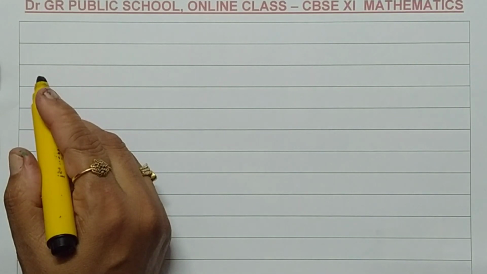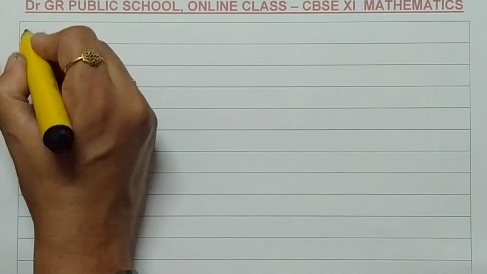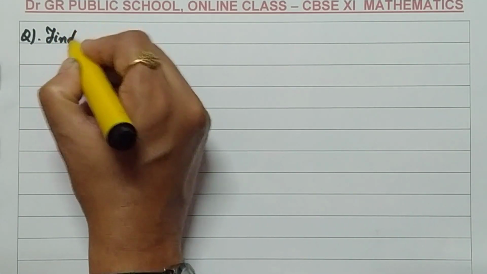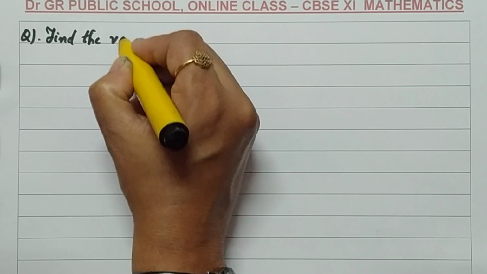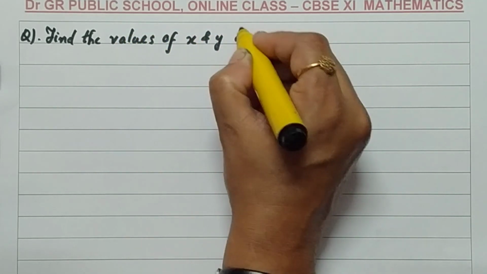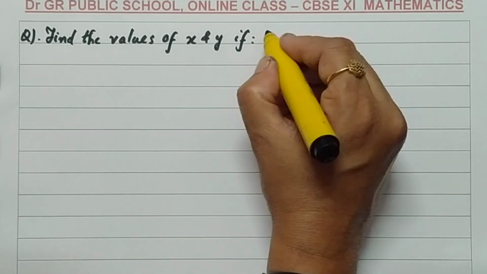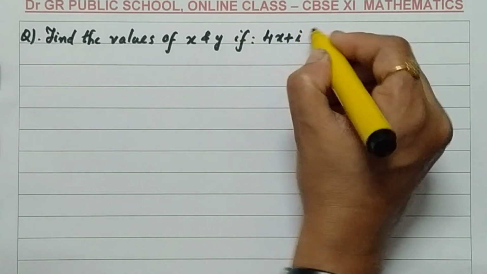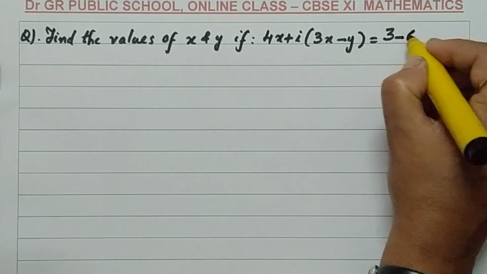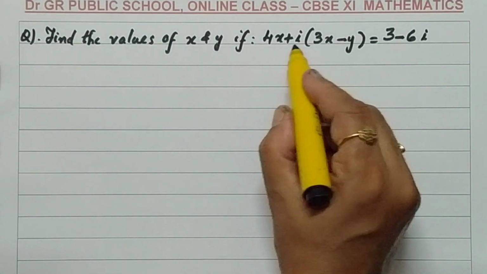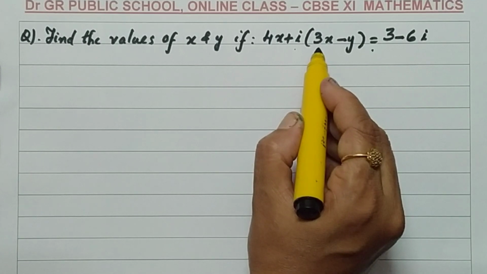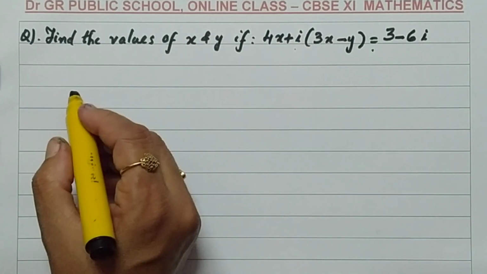Based on the equality of complex numbers, we can do a problem. The question is, find the values of x and y if the condition given is that 4x plus i into (3x minus y) equals 3 minus 6i. You are given the equality of two complex numbers. You need to find the values of x and y.